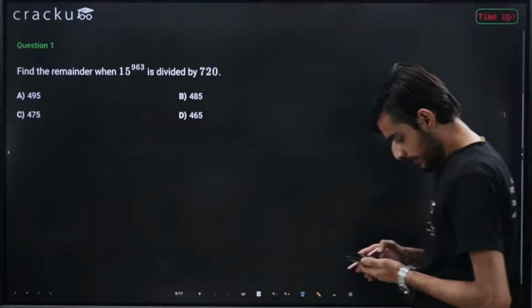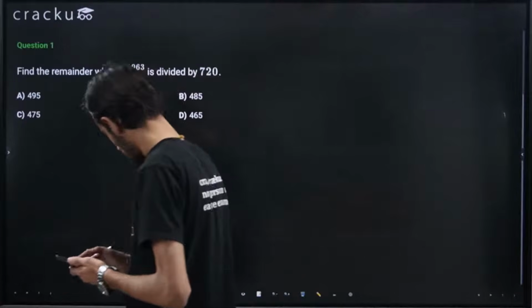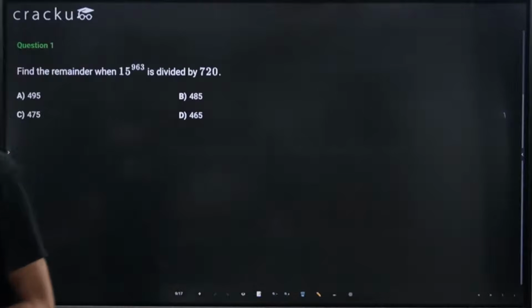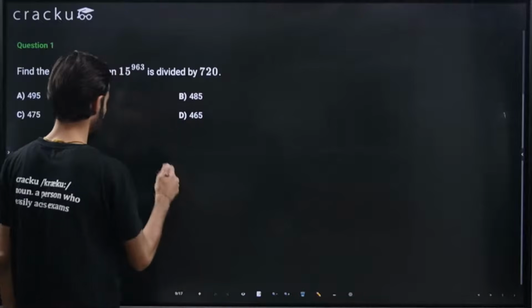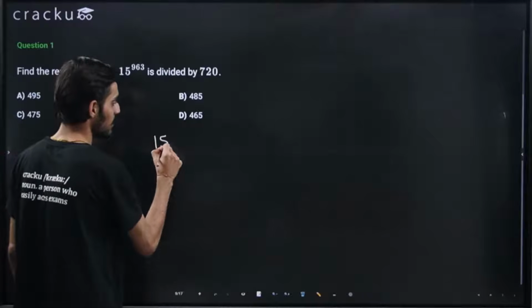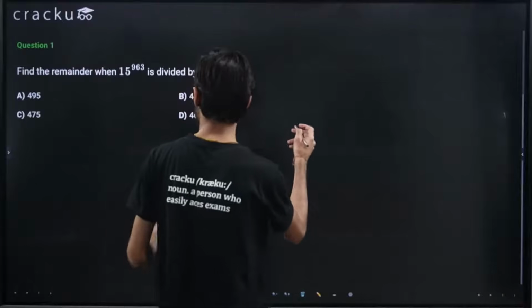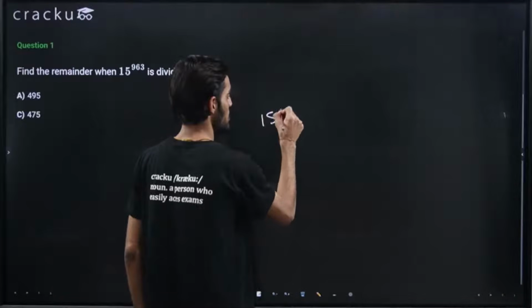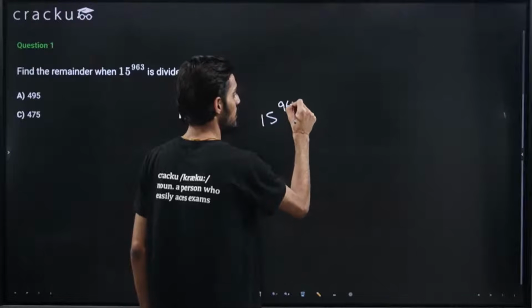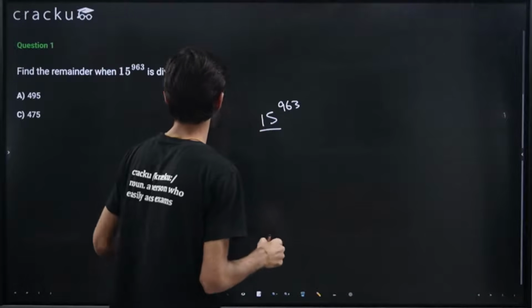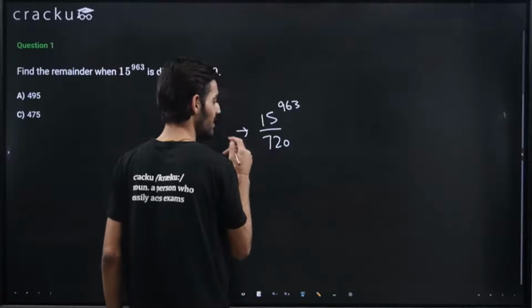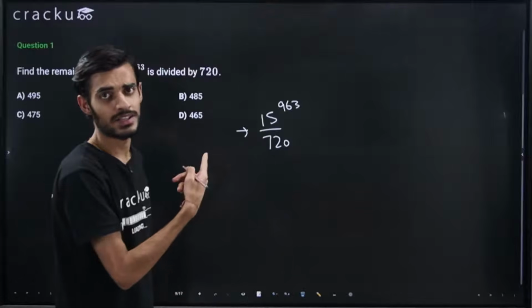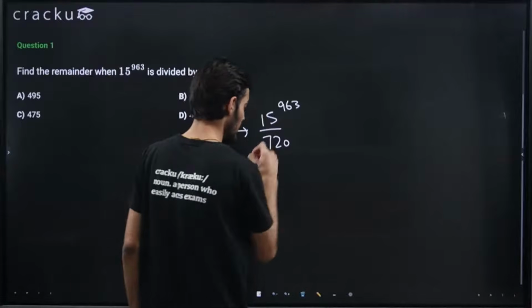Okay, the time is up. Let's try to solve this question. We are asked to calculate the remainder when 15 raised to the power 963 is divided by 720. Like I told you, if we have something in common in the numerator and denominator, we can just cancel that out.